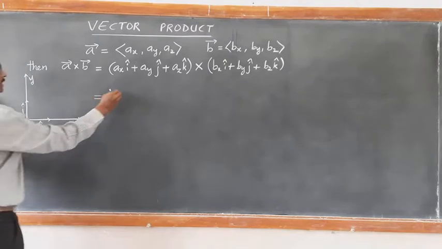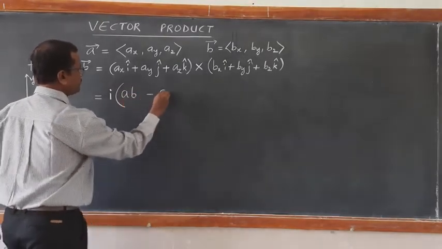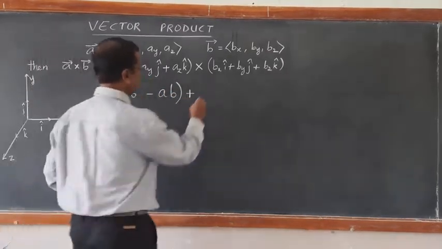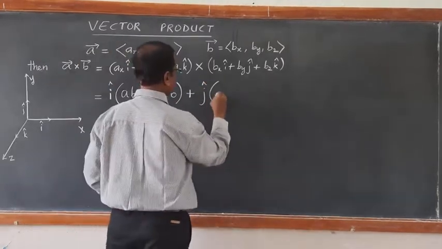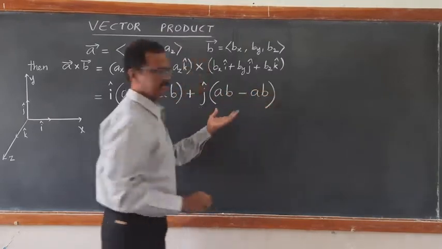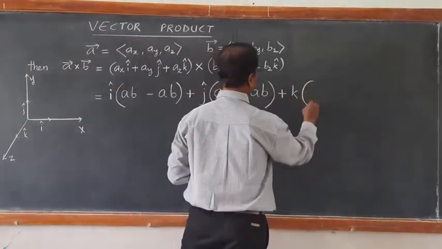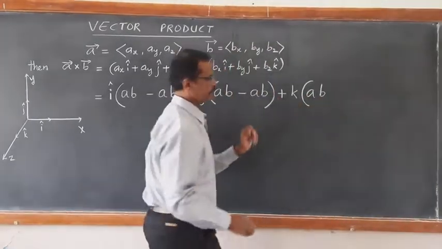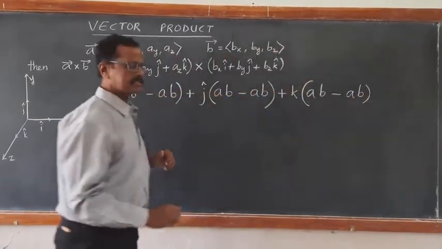So i into bracket, you just go on writing AB minus AB, plus after i it is j, the y component, again AB minus AB. It's a simple one. I will tell you how to remember. Plus k into again AB with little space between them minus AB. Now I am writing the components.